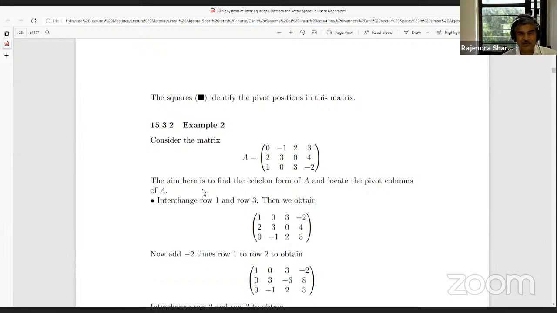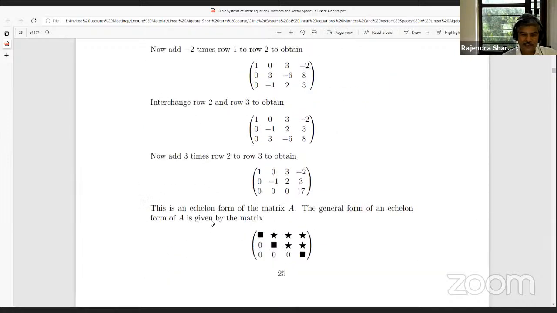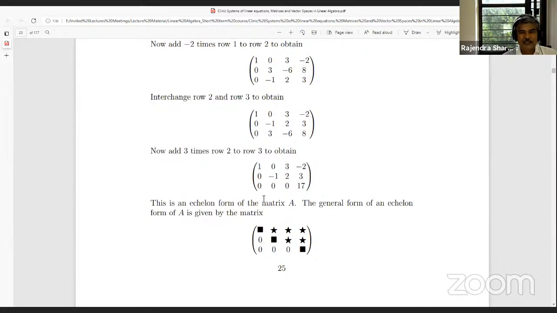So just an example. Consider this matrix: 0, -1, 2, 3, 2, 3, 0, 4, 1, 0, 3, -2. And the aim here is to find the echelon form of A and locate the pivot positions. If you perform the elementary row operations, you obtain this matrix, which is the echelon form of the matrix A: 1, 0, 3, -2, 0, 1, -1, 2, 3, 0, 0, 0, 17.